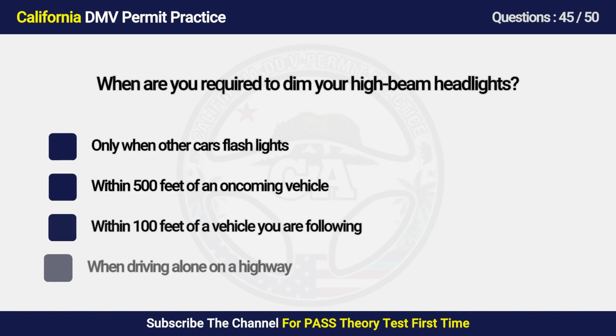Question 45. When are you required to dim your headlights? A. Only when other cars flash lights. B. Within 500 feet of an oncoming vehicle. C. Within 100 feet of a vehicle you are following. D. When driving alone on a highway.